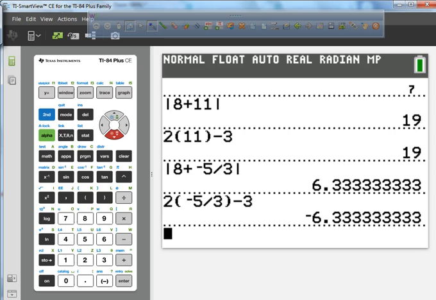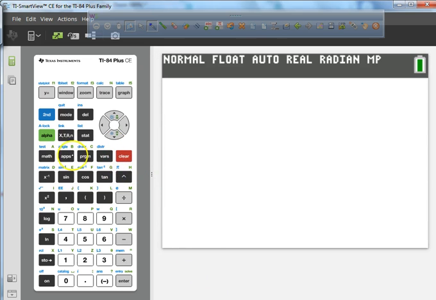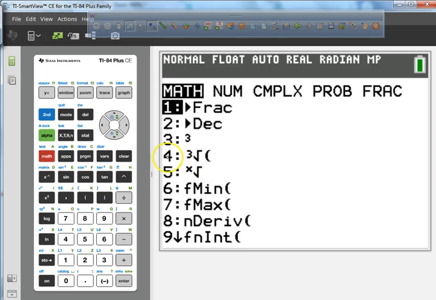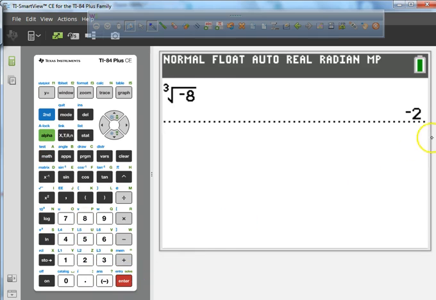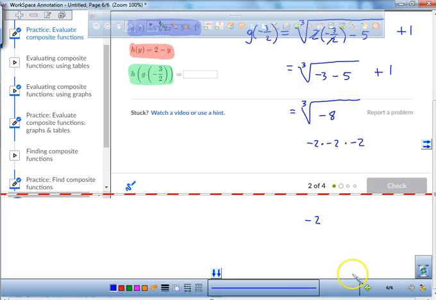If you don't believe me, I totally get it. Some people just don't believe me. That's okay. But I'm going to go to the cubic root and type in a negative 8, and hopefully you know that means a negative 2. So I have negative 2 plus 1, which is a negative 1.